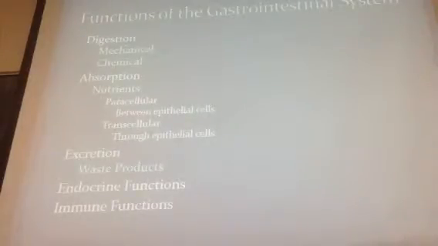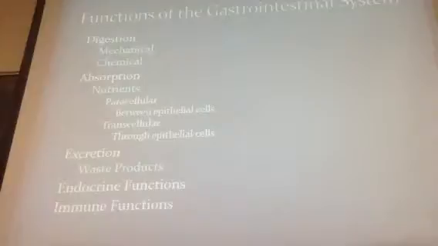Chemical digestion is reactions which break the bonds within the food. That's where we use the enzymes. We hold the molecule in a certain way so that the bonds can break and they get broken down.